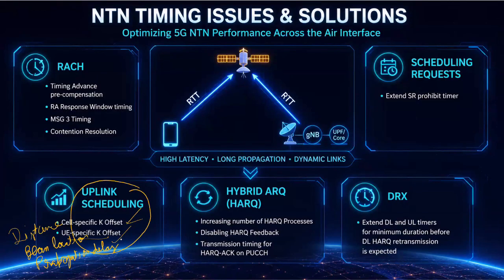In the case of a terrestrial network, suppose you have to catch a shuttle and the shuttle is parked outside your house. You receive a message like "come outside now," so you walk out immediately and board the shuttle. That is the case of a terrestrial network, right? But in the case of NTN, the issue is different. Suppose the shuttle is 100 miles away. The driver would call only when the shuttle reaches your home.